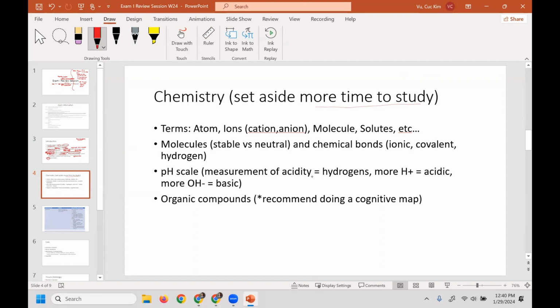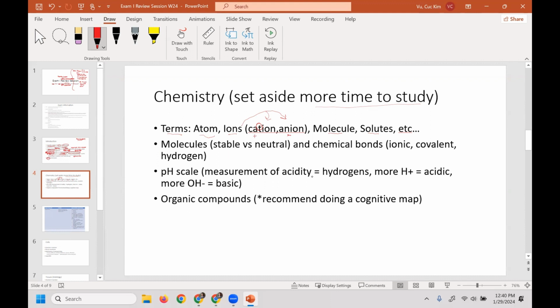But for here, make sure you understand the terms. What's an atom? What's an ion? And then within ions, there are two forms of ions. There's cations and anions. A good way to remember that is cation: you see it has a plus right here in the t. So cations are positively charged ions, where anions are negatively charged ions. Make sure you go through molecules, what's a solute, and all the other terms that you find in chemistry, which is a lot. So again, this is where flashcards would be very useful.